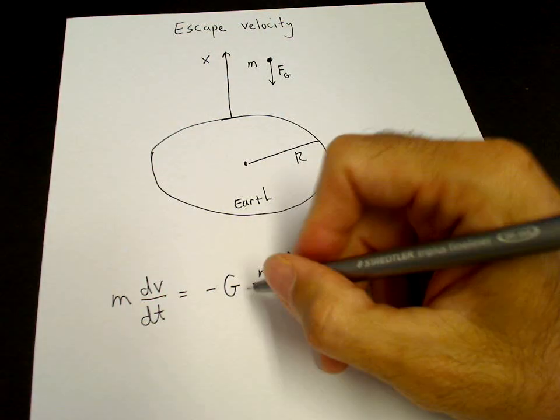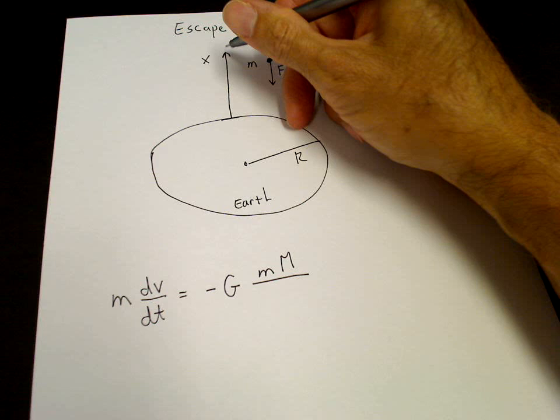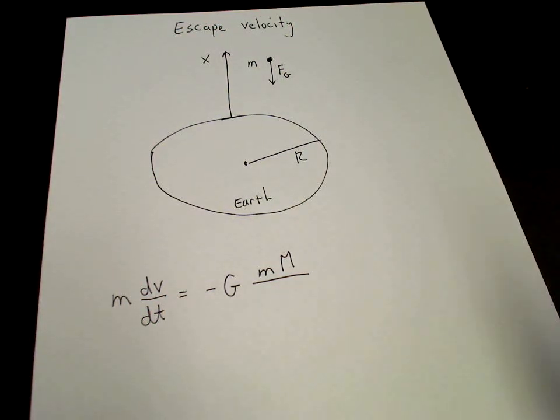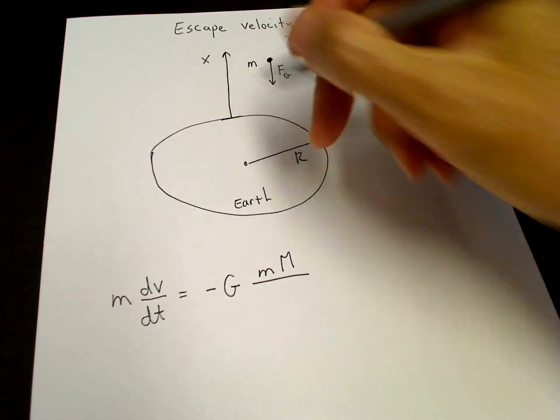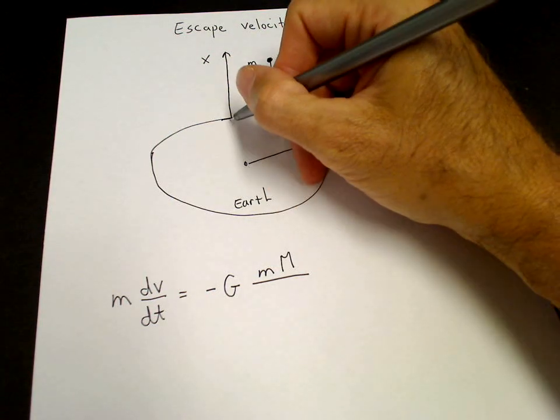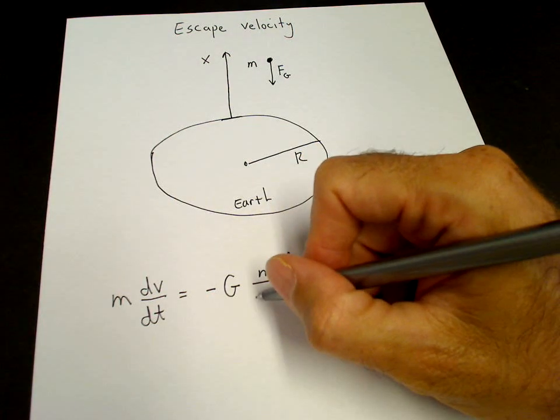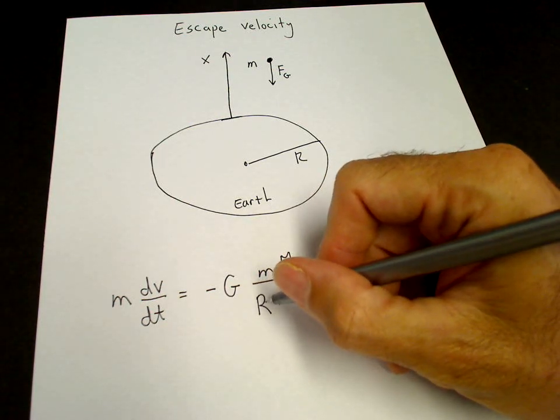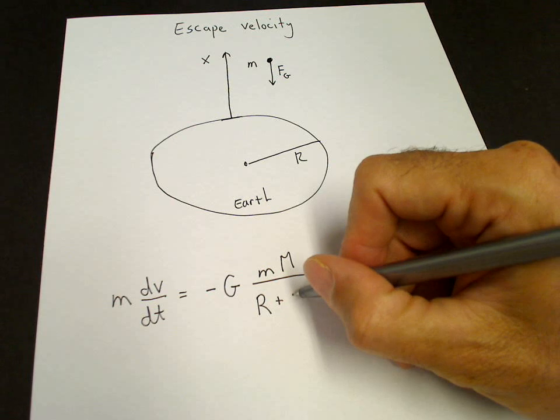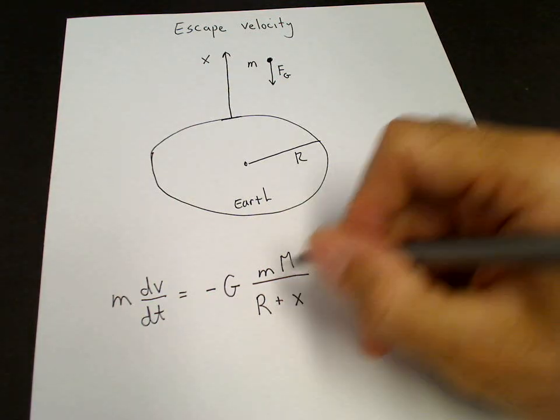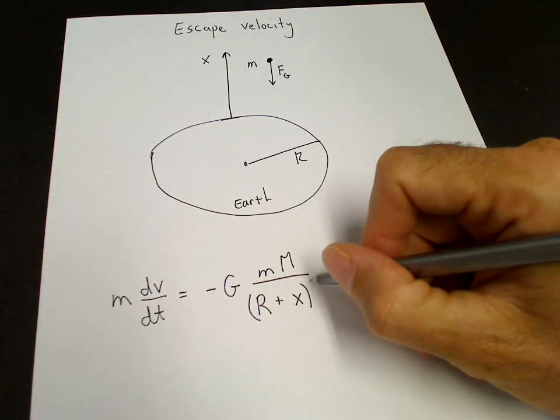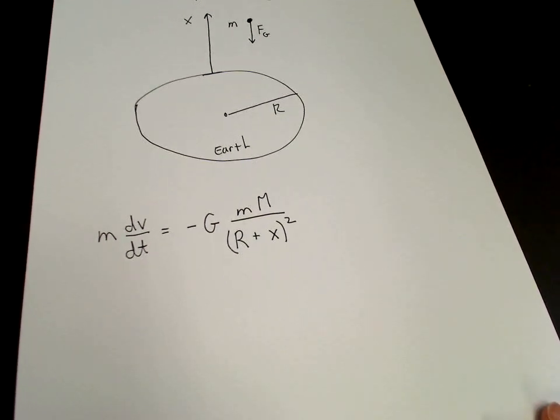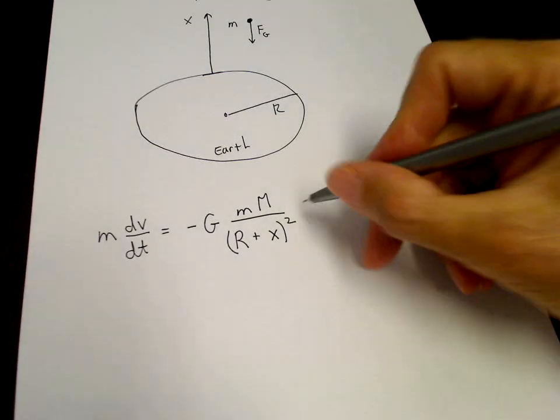which here will be, assuming the mass is on the x-axis, though I drew it a little bit off, the distance to the surface of the Earth plus the distance then to the center of the Earth. So the distance to the center of the Earth is the radius, R, plus the distance to the surface, which is how we define x, and the inverse square law says this is squared. Okay. So this is the differential equation to be solved.